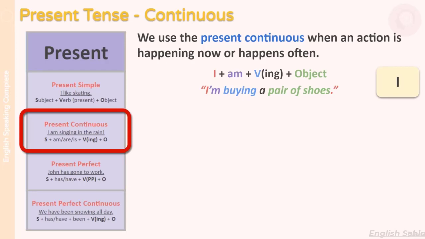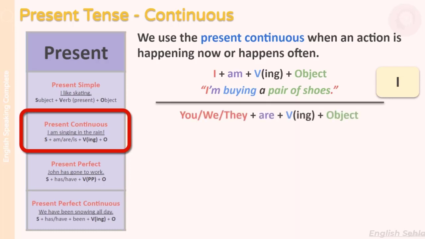This is for I. I am, contraction. We shorten this, I am, into I'm. I'm buying a pair of shoes. Contractions are super important, and generally speaking, native speakers 9 times out of 10 will contract, and it's definitely a very native sounding way of speaking. I'm buying a pair of shoes.